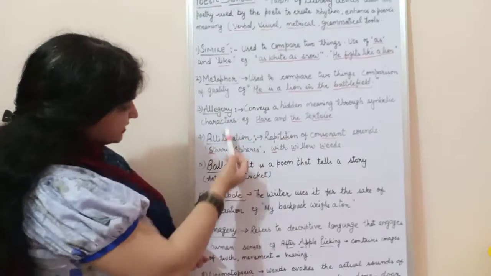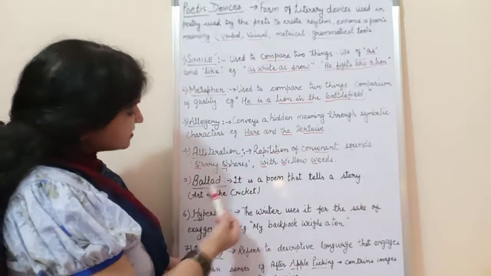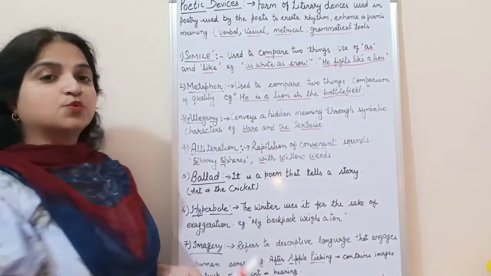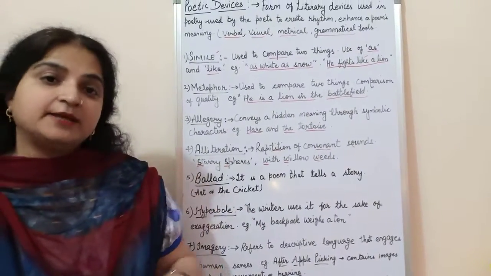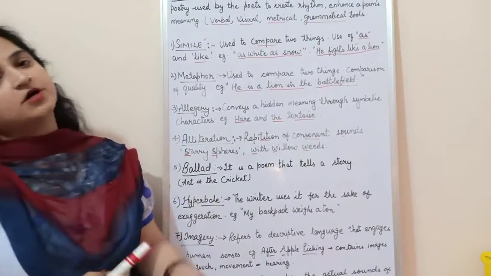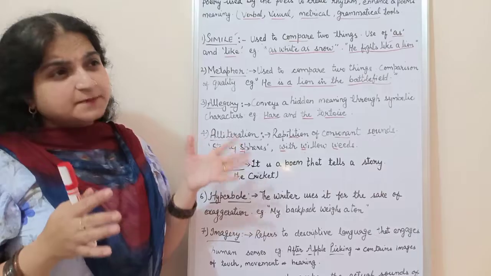So allegory is also here and ballad is also here, because through the poem, the story of the ant and the cricket was given through a poem. So it was a story in poetic form, known as ballad. It is a very old form of poetry, because in old poems you will mostly find ballads.